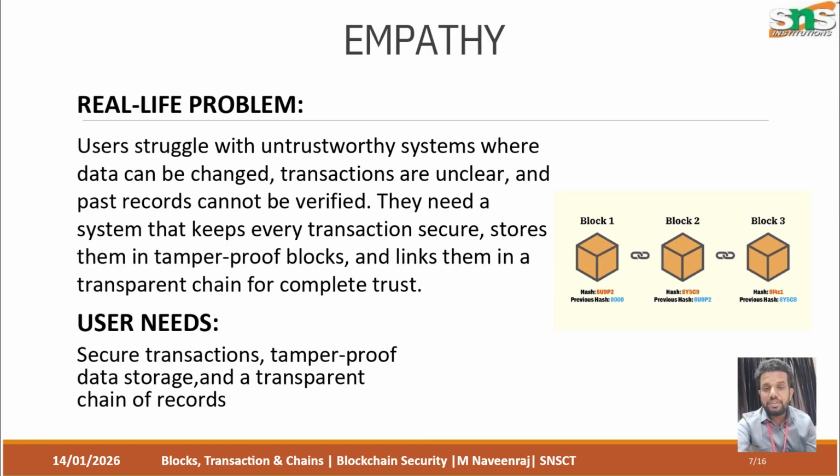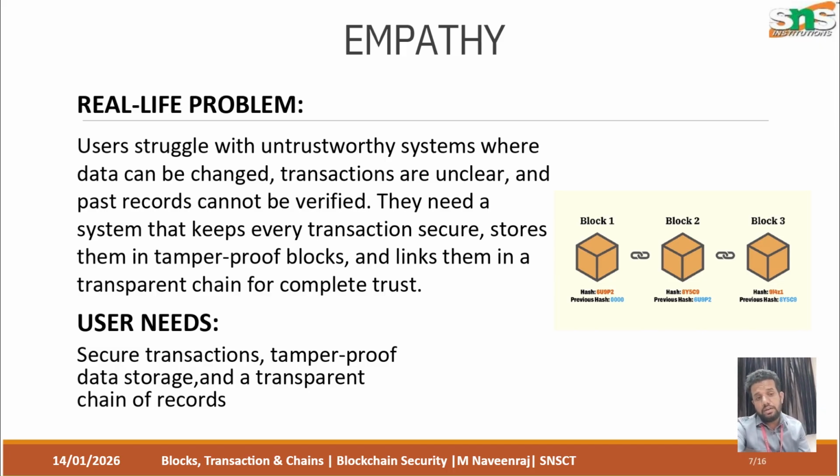Then the purpose of each component: a block is for secure and tamper-proof data storage. The transaction is mainly for a secure, transparent and immutable record. The chain maintains trust, transparency and integrity. Together they form a trusted digital system.